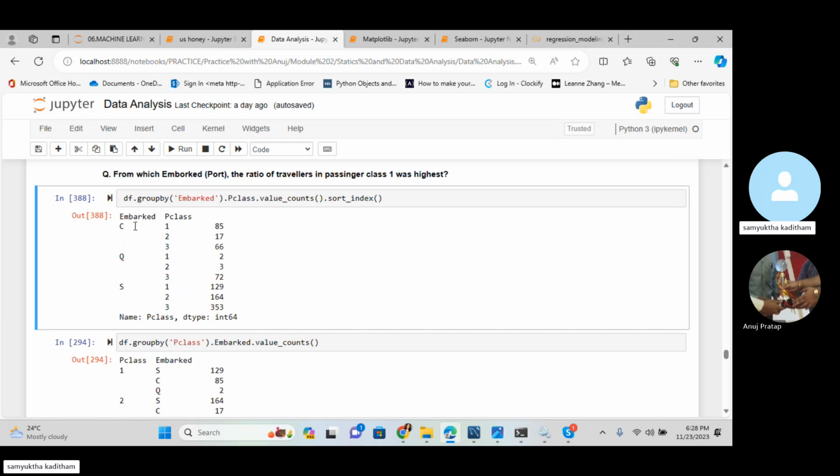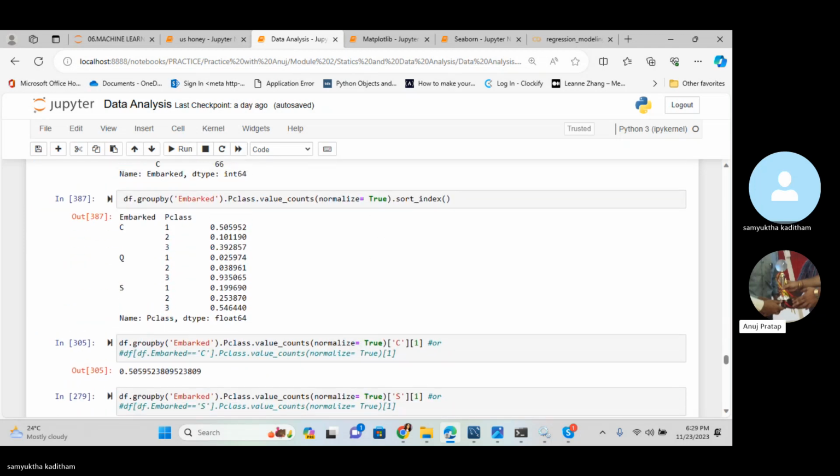Among these three classes, is the first class of C highest, or the first class of Q, or the first class of S? I mean the number of travelers. In C embarked, class one contains 85 members. In Q, only two members. And from S, there are 129 first class people. So yes, S has more people from first class.